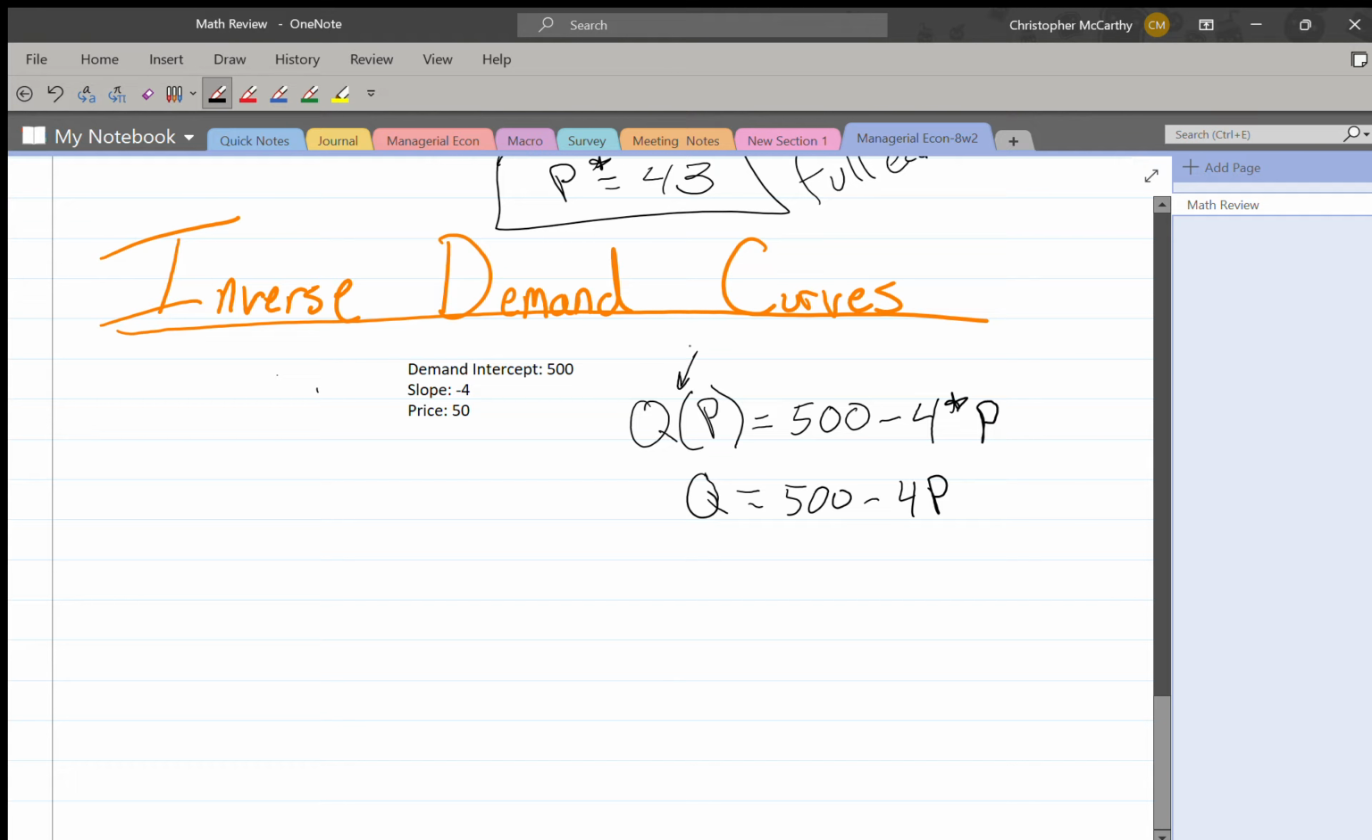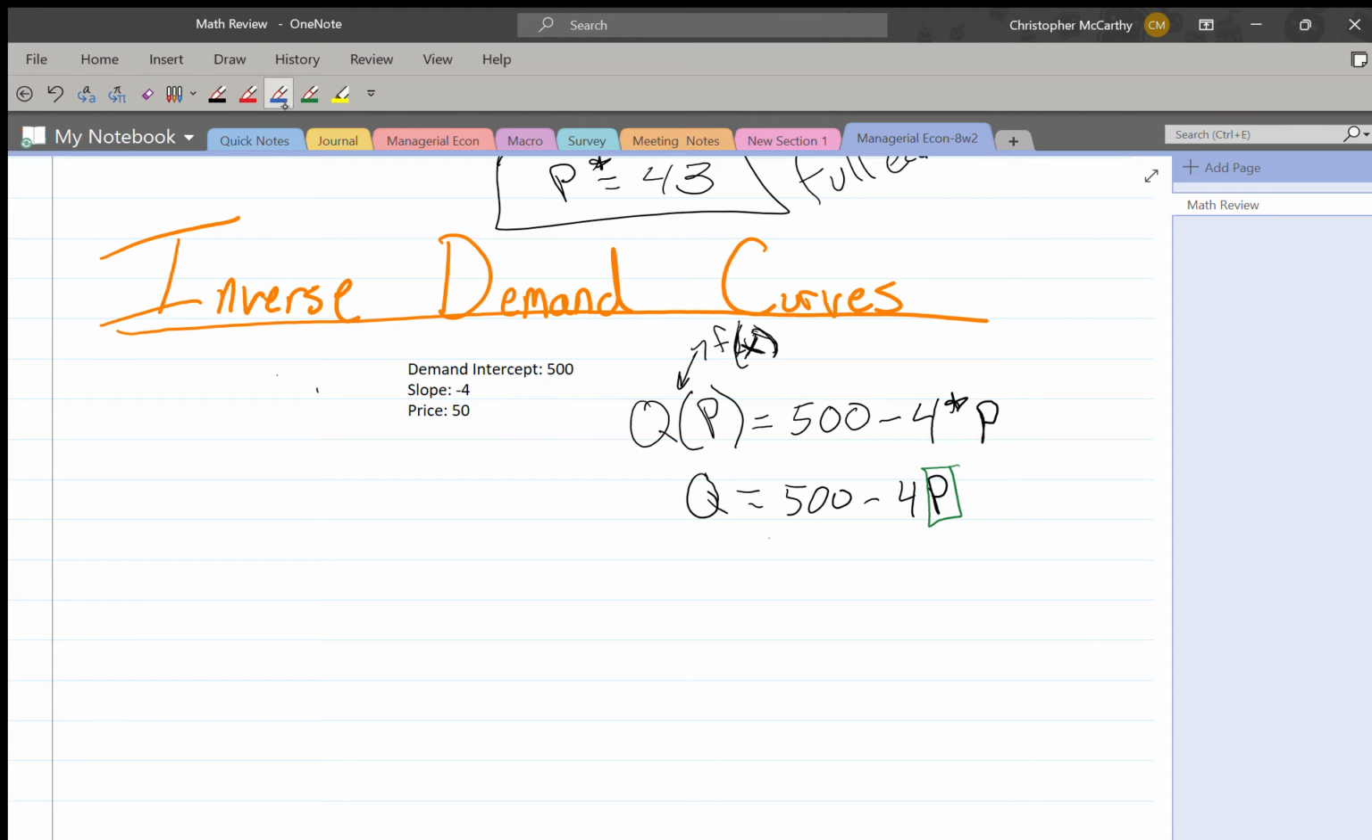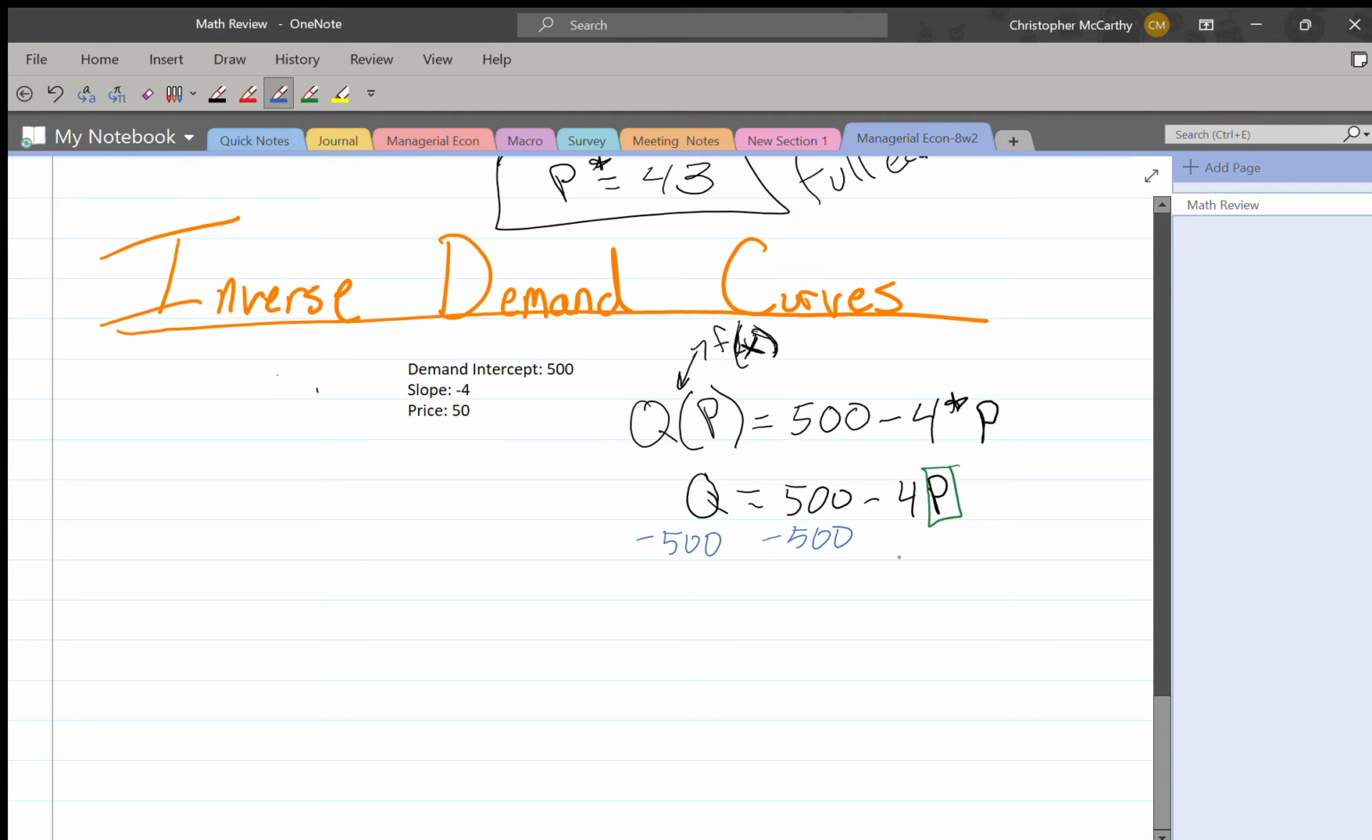This right here is more akin to f of x, right? A function of x. This quantity is a function of the price. So in order to get our inverse demand curve, all we're going to be doing is solving for our price. So we're going to subtract 500 from both sides, and we're going to end up with q minus 500 is equal to negative 4p. And then we're going to divide everything by negative 4.